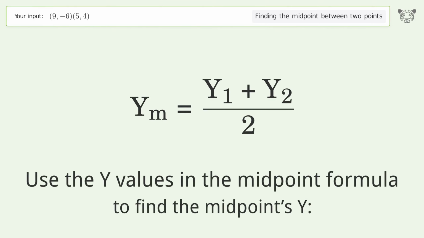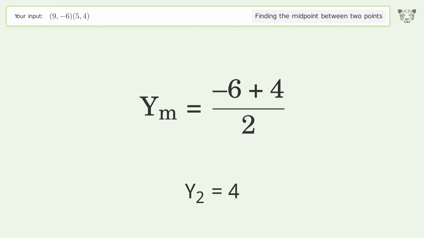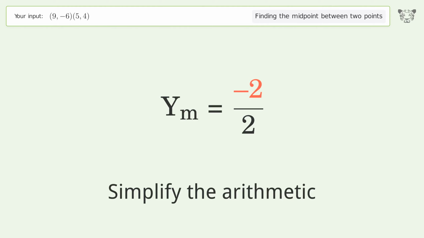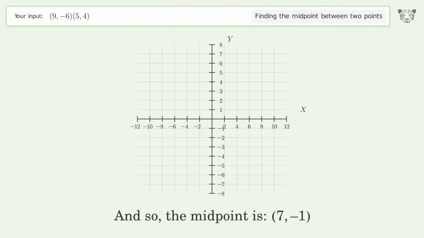Use the y values in the midpoint formula to find the midpoint's y. y1 equals -6. y2 equals 4. Simplify the arithmetic. And so, the midpoint is 7, -1.